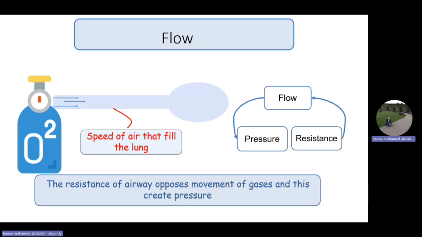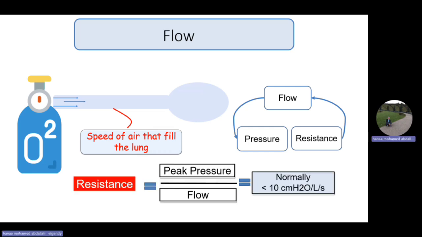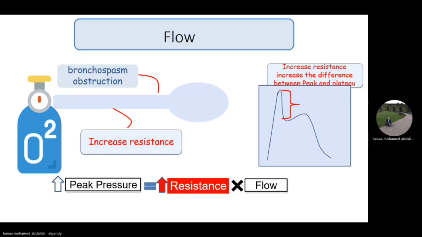All right, what about the correlation between flow, pressure, and resistance? The resistance of the airway will oppose the movement of gas, and this will create pressure. So resistance will create pressure, and resistance is the correlation between peak pressure and flow. Normally, the resistance is less than 10 centimeter water per liter per second. Also, increased pressure will indicate increased resistance in patients with bronchospasm or increased bronchoconstriction.